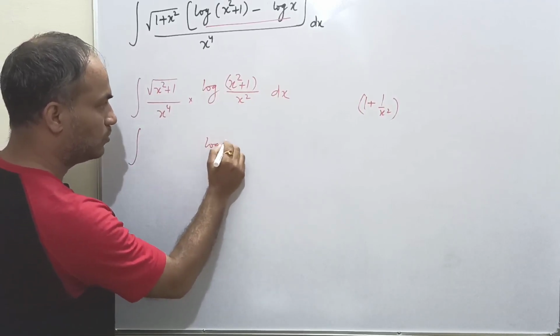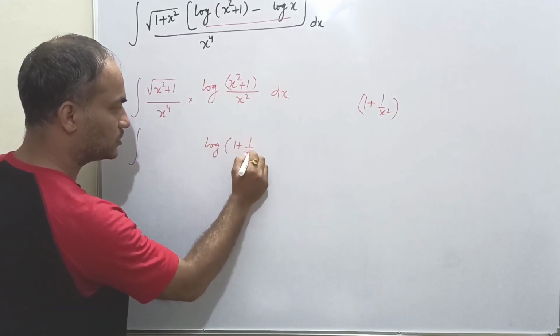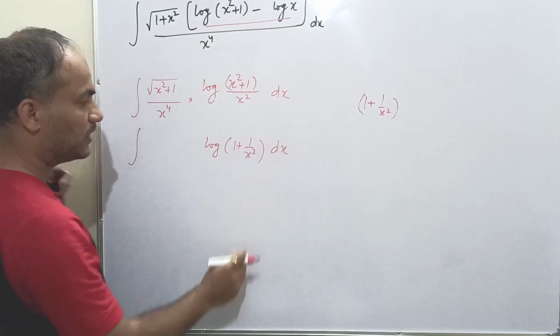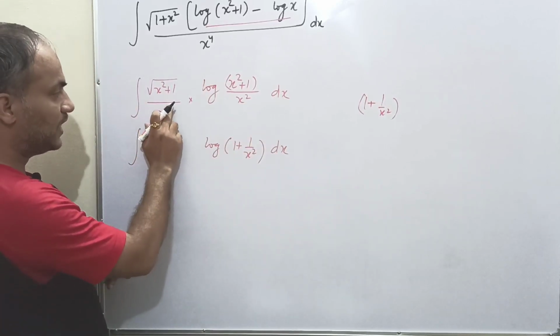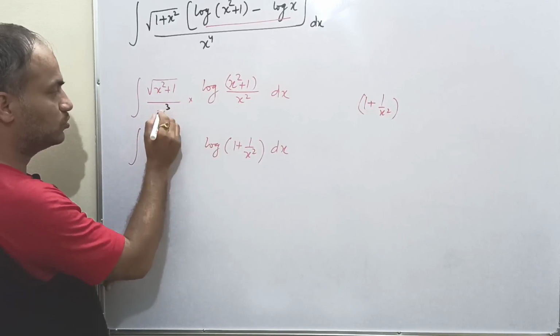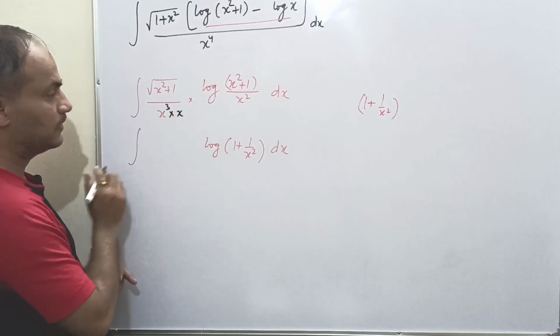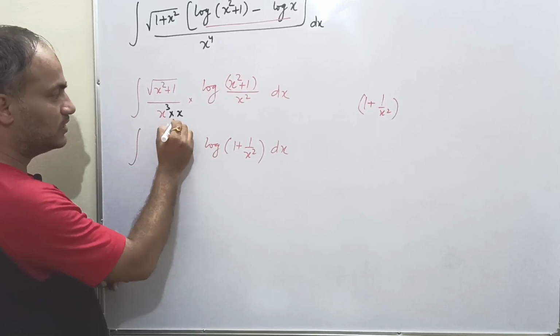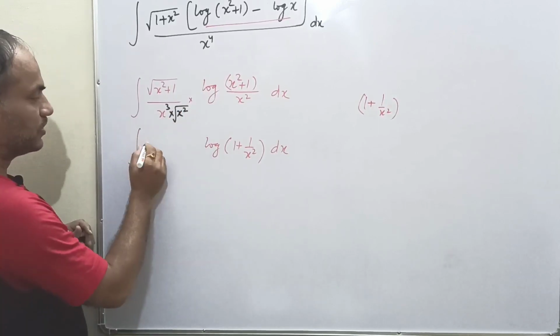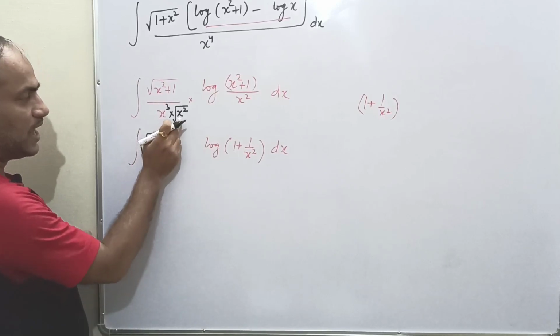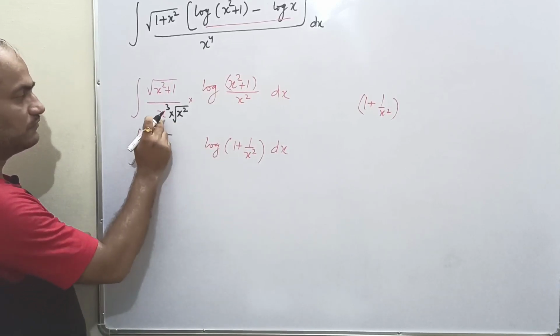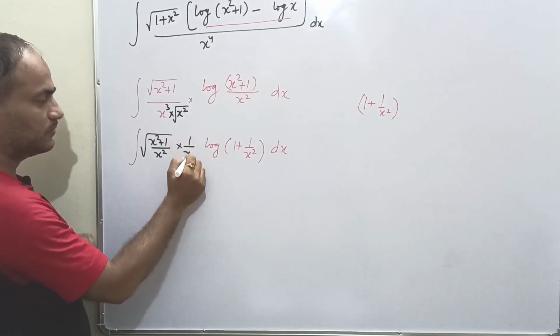So log(1 + 1/x²). Now can we make similar terms somewhere else? If we write this x⁴ as x³ into x, and this x can be written as root x to the power 2, we get x² + 1, and this term will be x², and 1/x³ will remain as such.